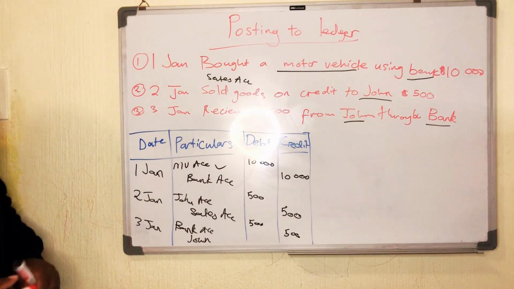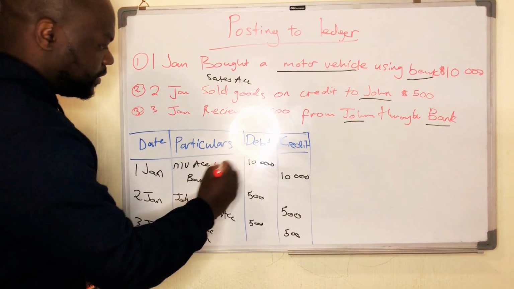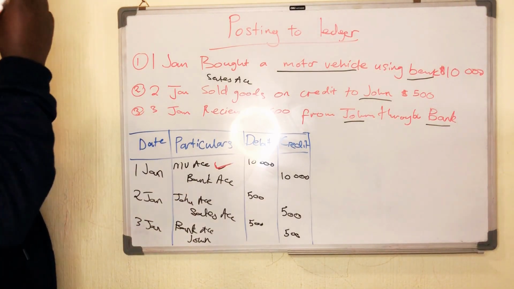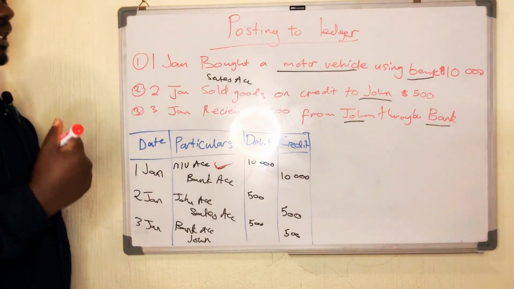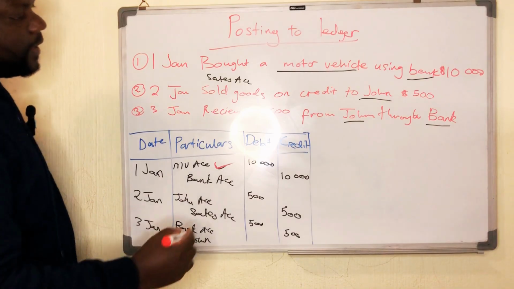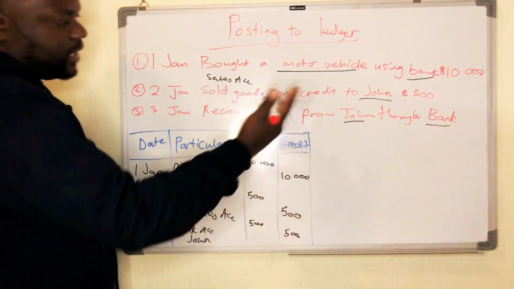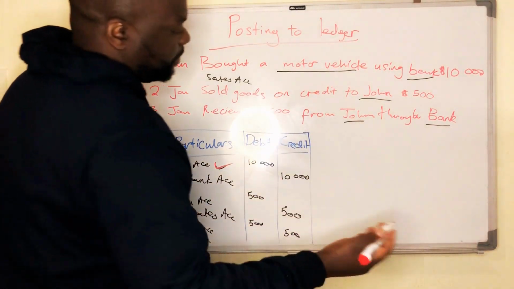That is the first account that we want to make, the motor vehicles account. Now that account is the one we are calling the ledger. The other name for this is preparing ledgers.